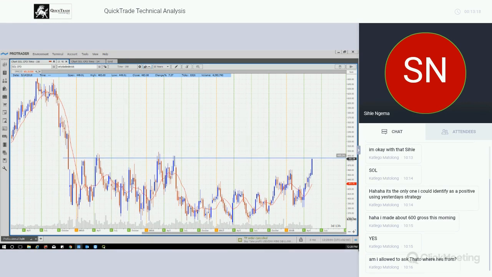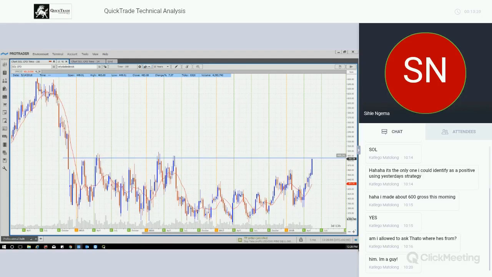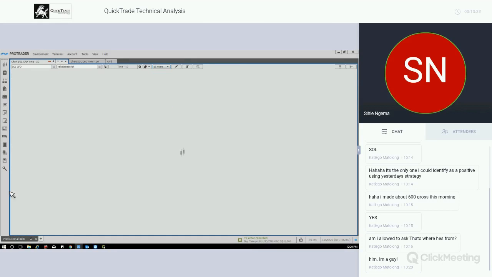And another thing, if you are really interested in Sasol, you should also keep an eye on Brent crude to see what the price of Brent does over the next couple of days. Let's move down to a lower time frame, the daily.